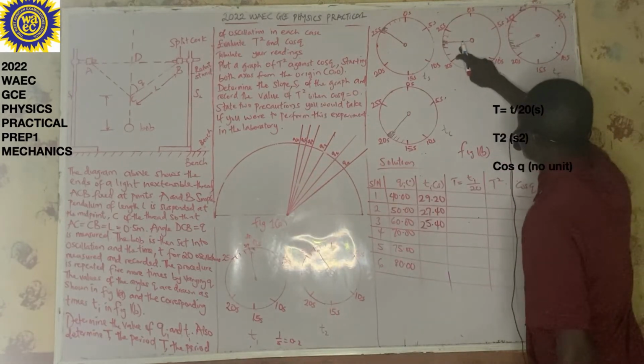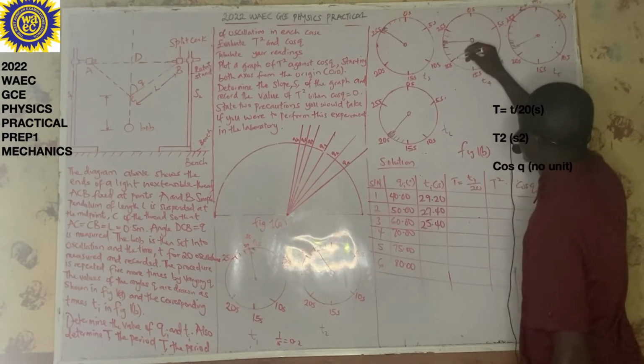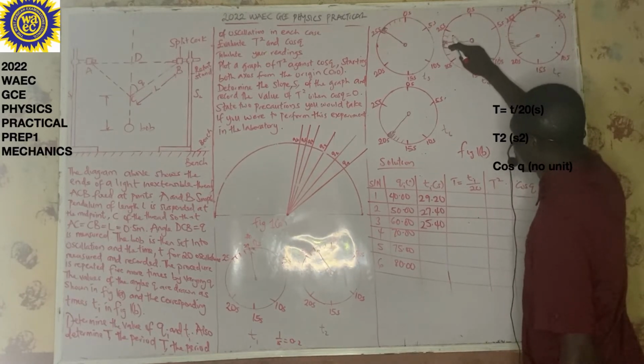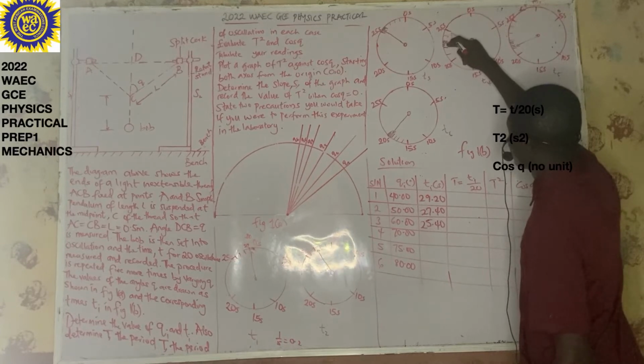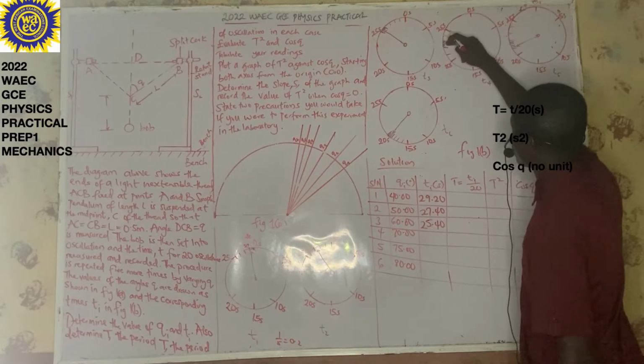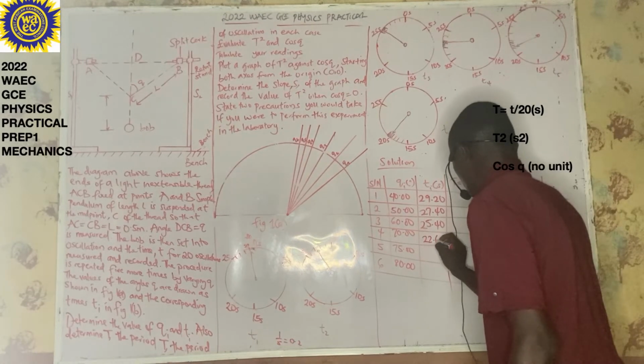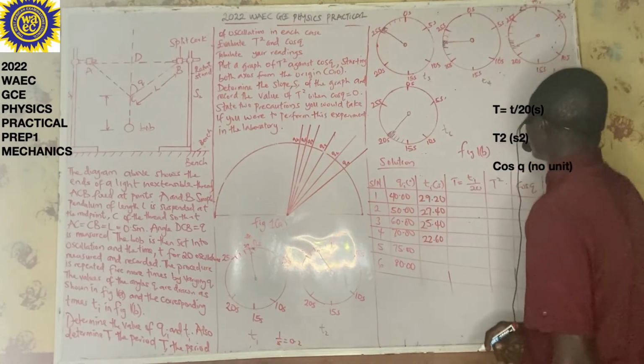So we move from that place to this place. Now look at this. This one is no longer 25. This is 20, 21, 22. This is 22, 22.2, 22.4, 22.60. So this is 22.60 for the fourth one.